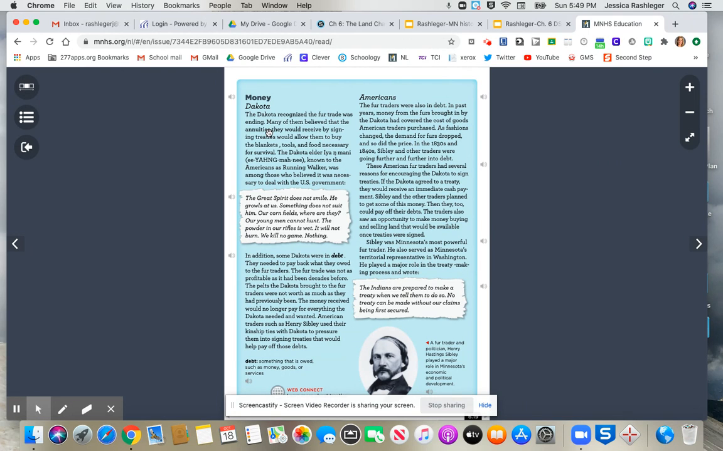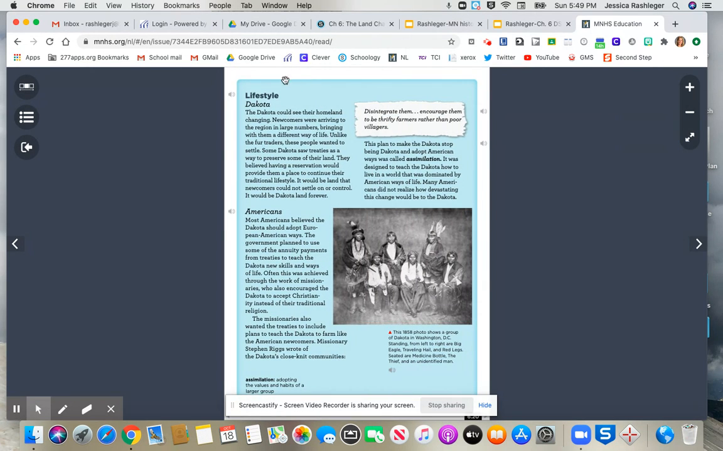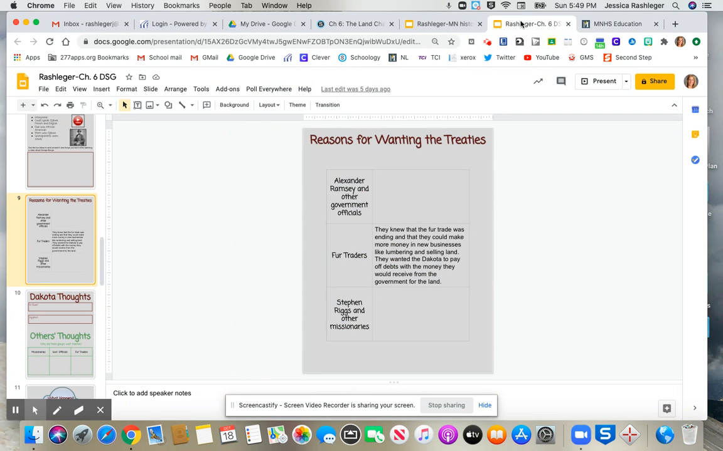Okay, so again, they're going to talk about the Dakota and then the Americans. And last, they're going to talk about the lifestyle. So again, Dakota lifestyle and then American lifestyle. So what I would do is read those 3 pages first and then head back to your digital study guide and fill out slides 9 and 10. So reasons for wanting the treaties is on slide 9.